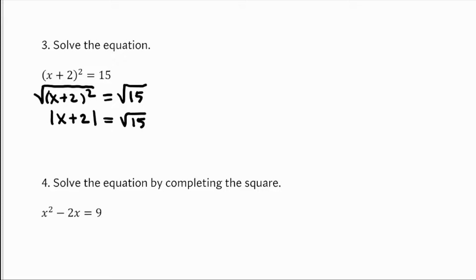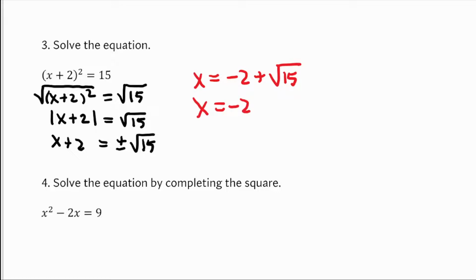Okay, so if the absolute value of a number equals root 15, then that number is either going to be plus or minus root 15. So we'll say x plus 2 equals plus or minus square root 15. And then I could subtract 2 from both sides of the equation to get my solution. So I'd have two solutions: x equals negative 2 plus the square root of 15, and x equals negative 2 minus the square root of 15.